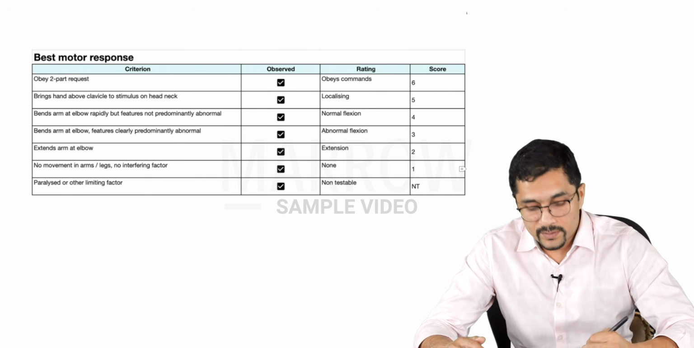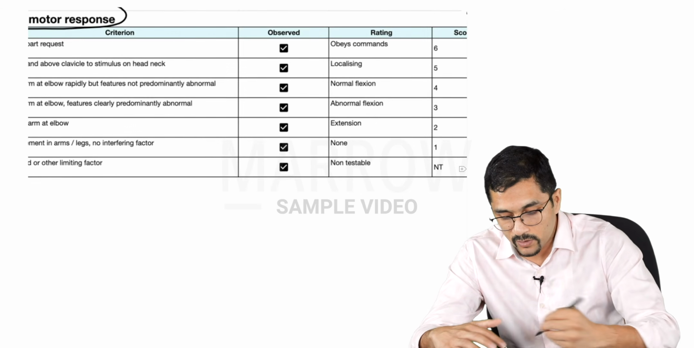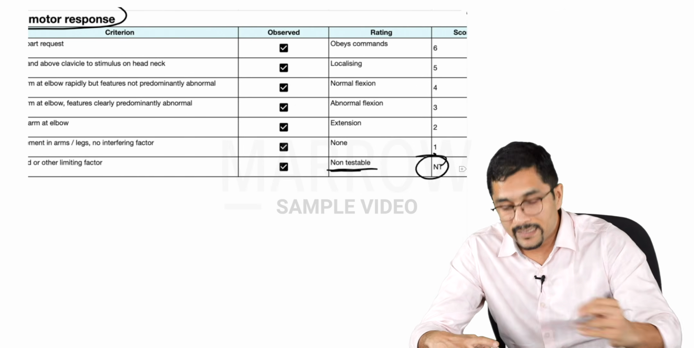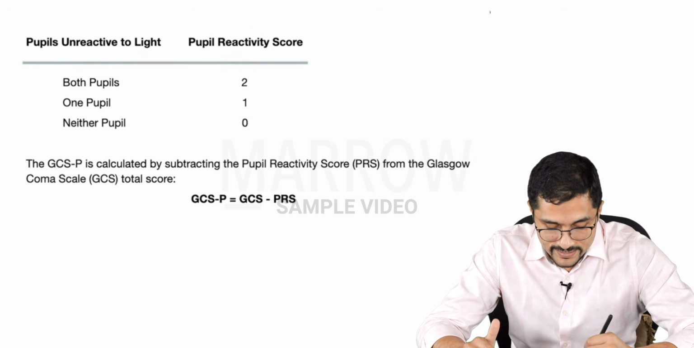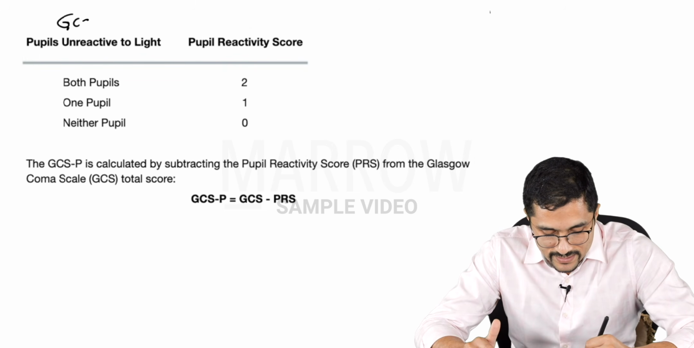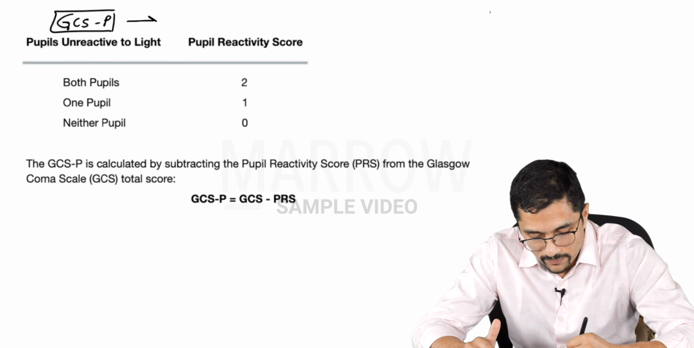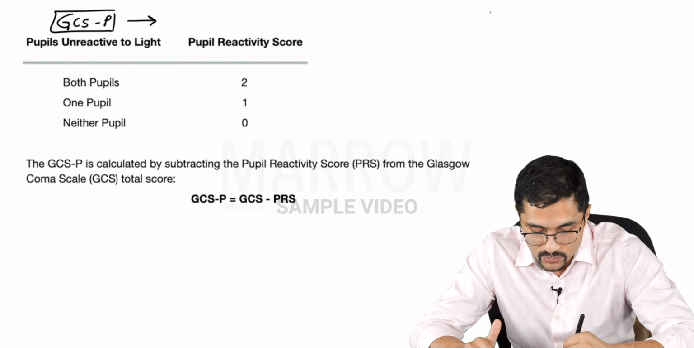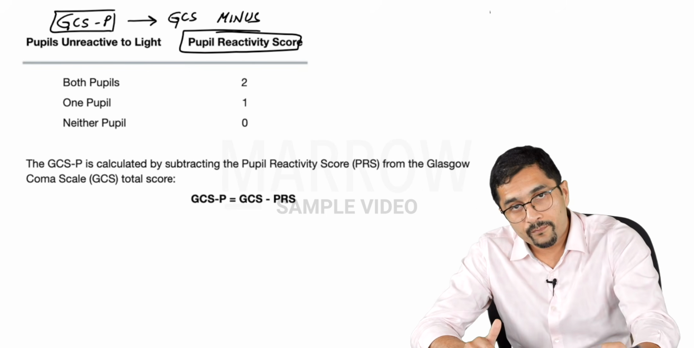Best motor response. Also, I have told you if motor response cannot be tested, it is written as NT. This is the GCS-P score. GCS-P score is Glasgow Coma Score minus pupil reactivity score. So GCS minus pupil reactivity score.